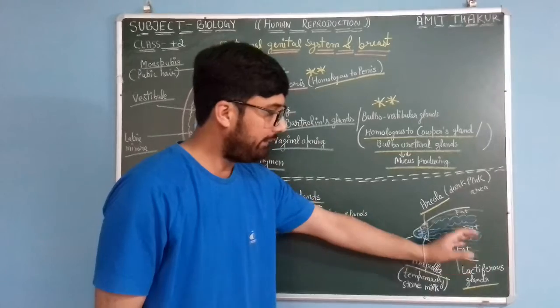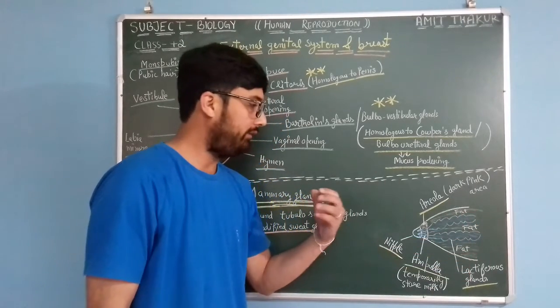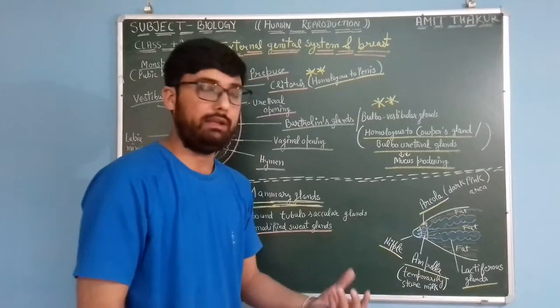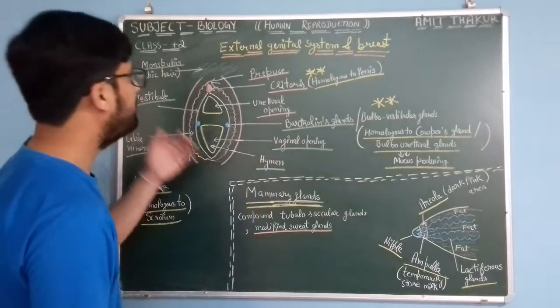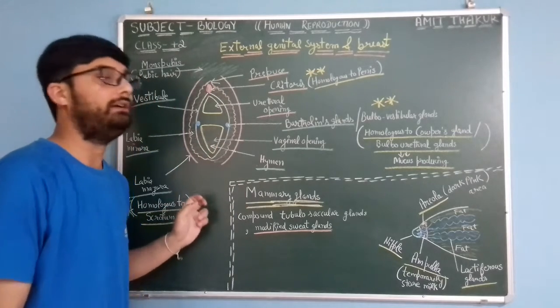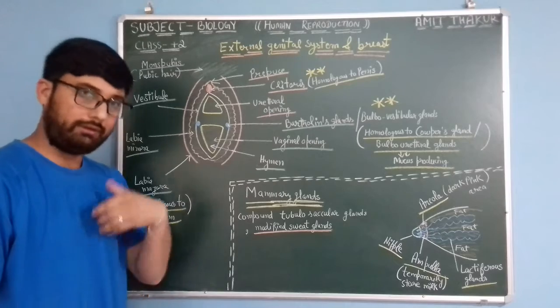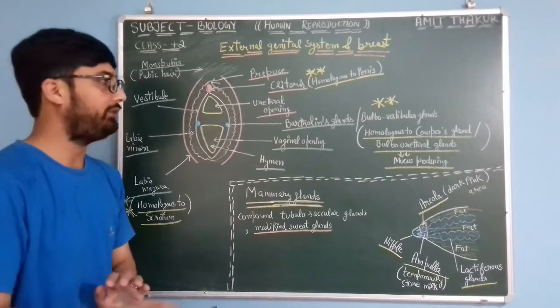Around these lactiferous glands there is a fat layer, a very thick fat layer. So that is all about the external genital system and breast in the female reproductive system. We will discuss the next topics in human reproduction in the next lecture. Thank you.